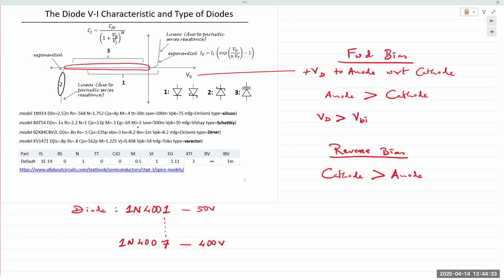PSpice has some specific parameters that it uses for diodes. I won't cover everything, but I'll point out the most important ones. Saturation current, IS, is one of the most important ones. That is part of the diode equation, the Shockley equation, right? IS is specified by the manufacturer in the data sheet, so you obtain it from there. Series resistance. Transit time. Transit time is basically related to how fast the charge carriers are moving, so how long it takes for the charge carrier to move.